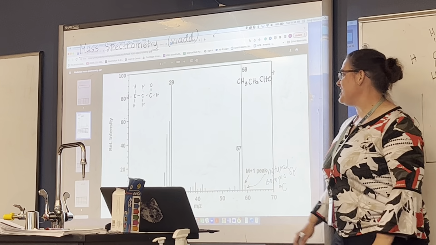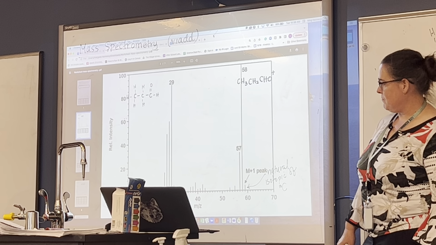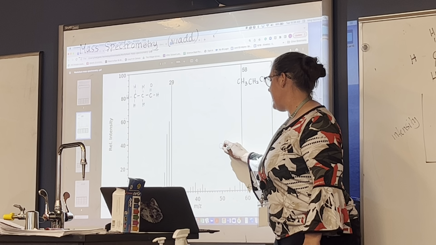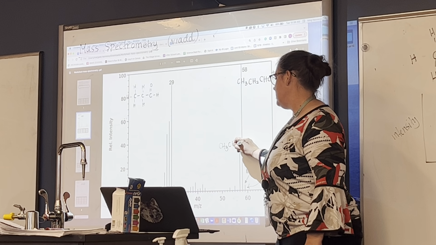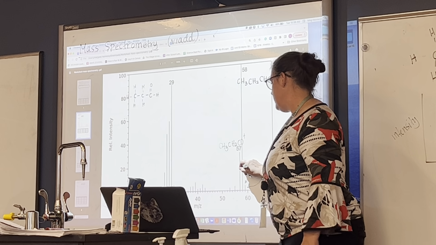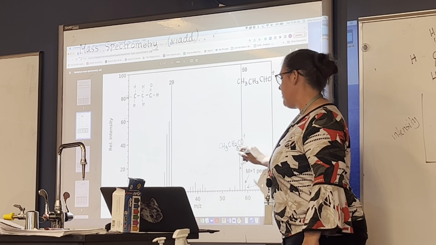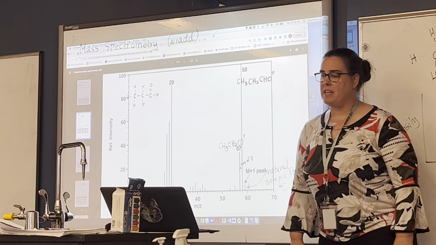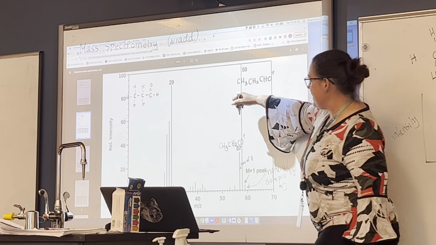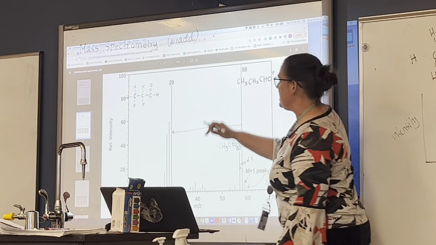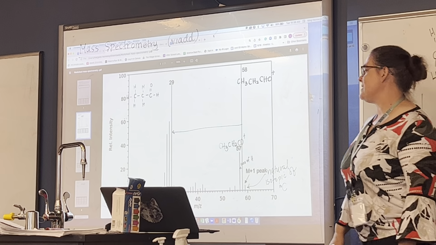Okay, so what do you think the 57 is? That's right, I think I lost that aldehyde H. This is a loss of H, and so the fragment that's present is everything but the H. Then the next one I get to is 29. Again, I'm going to measure it from the parent peak, from 58. 58 minus 29 is a loss of 29.